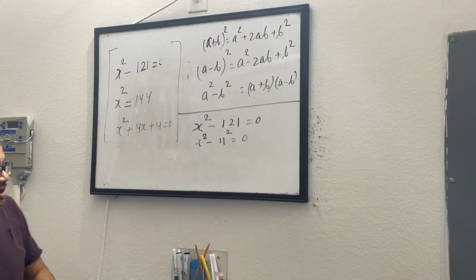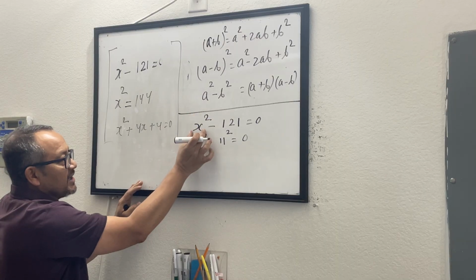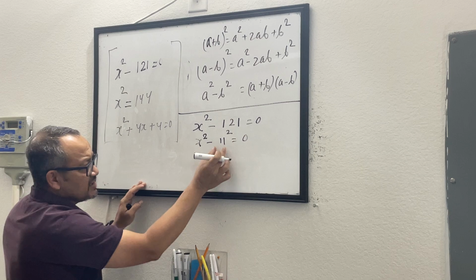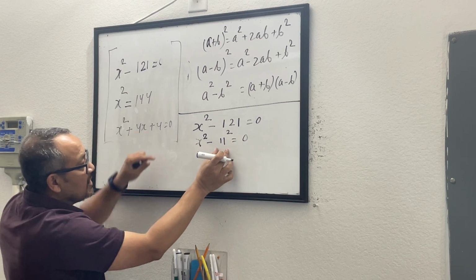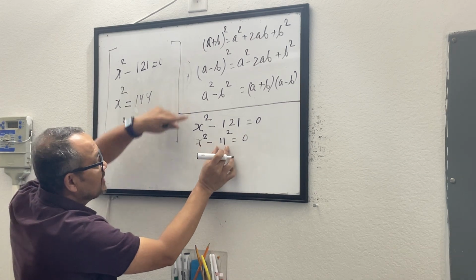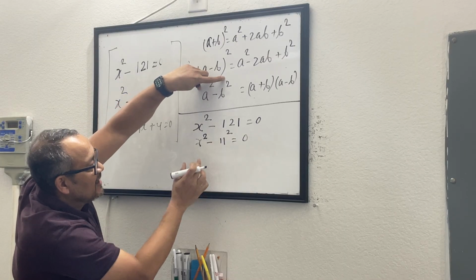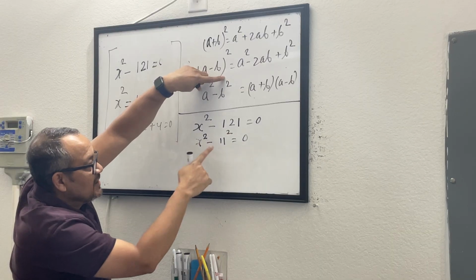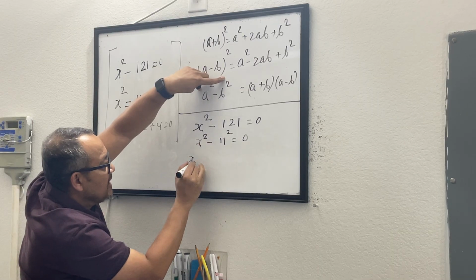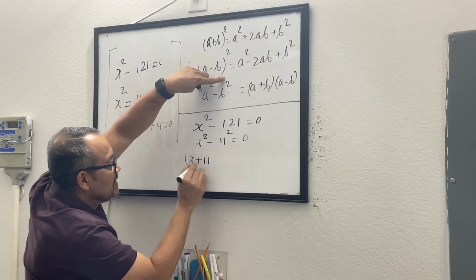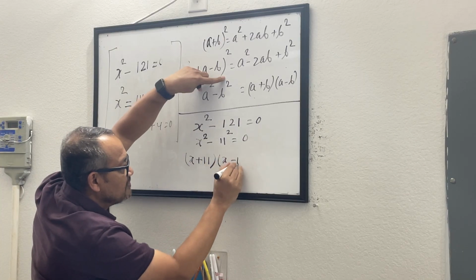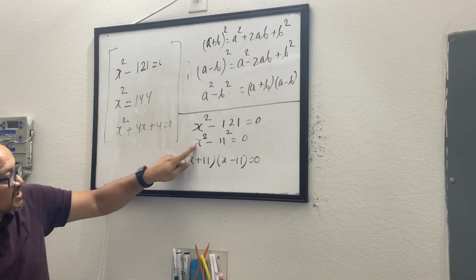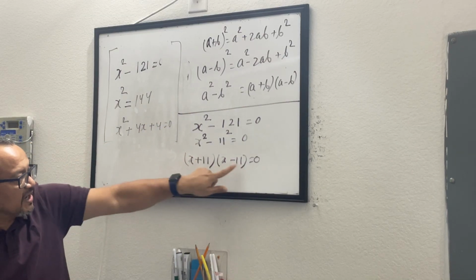Now x square minus 121. I'm looking at, is this a square of something? Yes, I see this is a square of something. So x square minus 11 square, a square minus b square. This becomes the right candidate to match with this formula. So this is my a, this is my b. So this will become a plus b into a minus b. Here, when I am comparing this equation with this equation, this is my a, this is my b. So a plus b, a minus b.